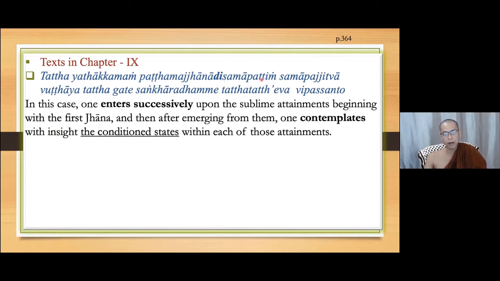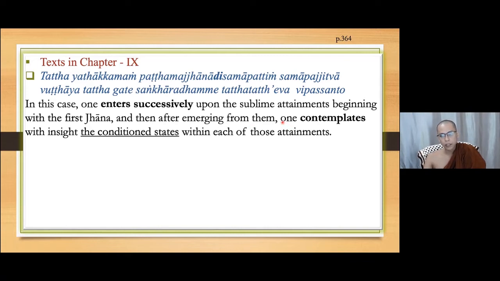So pathamajjhanadi samapatti, the "adi" here includes etc. So the first jhana, etc. The attainment of the first jhana, etc., and so it continues to the complete attainment of the jhanas, all jhana attainments. You need to enter successively, one after another. Beginning with the first jhana, and after emerging from it, he enters the second jhana, emerges from the second jhana, and enters the third jhana, etc. It continues to the last type of jhana, in the highest position.